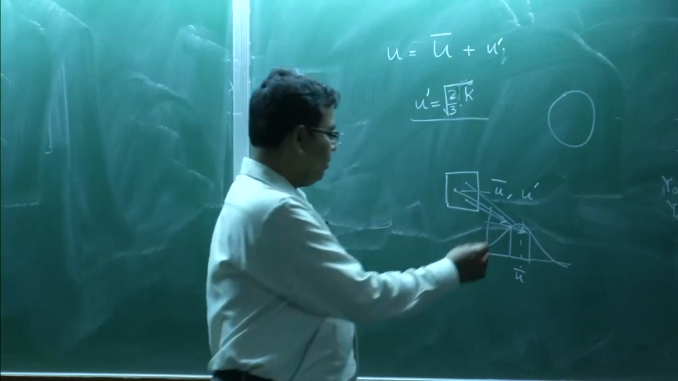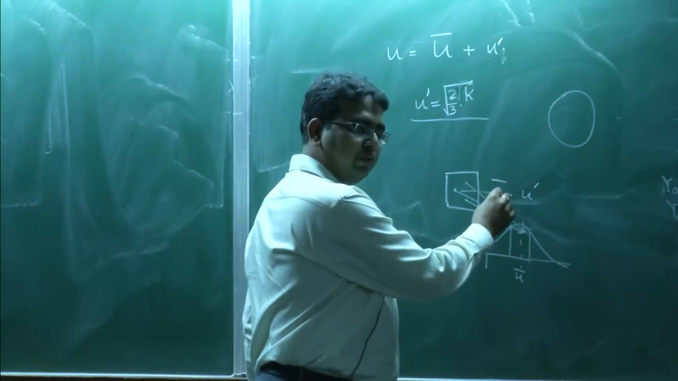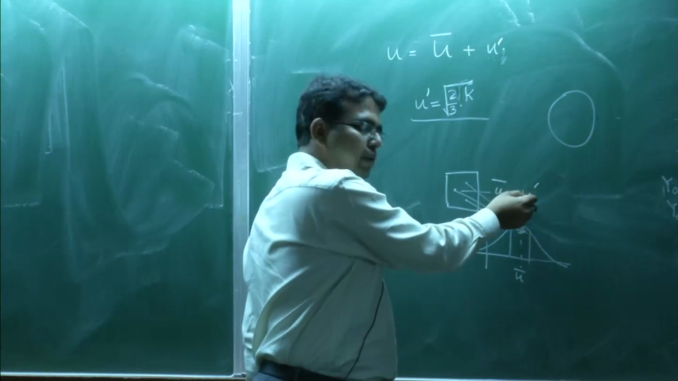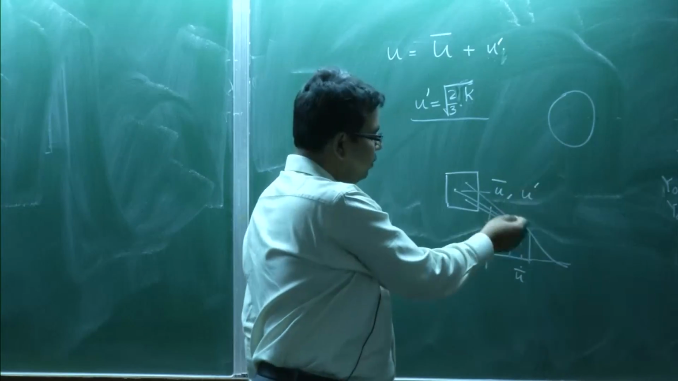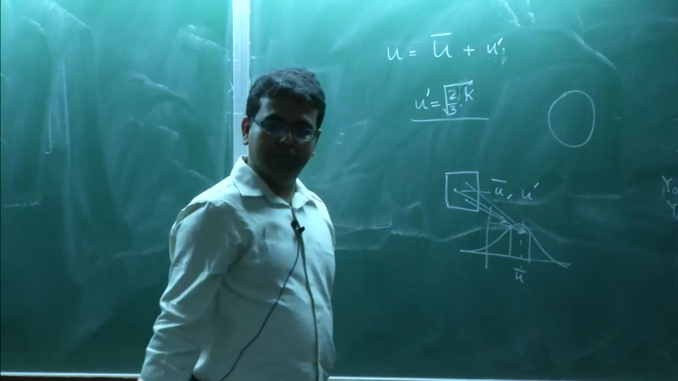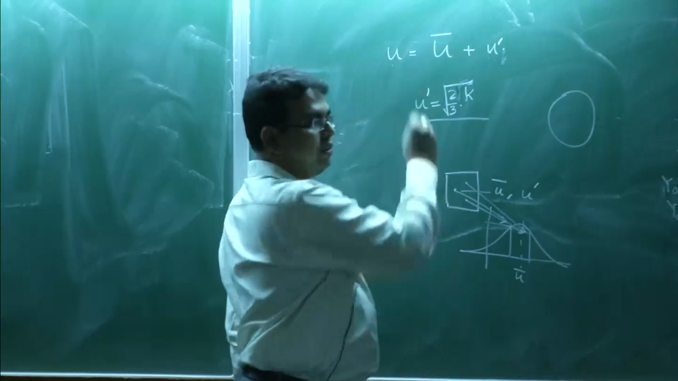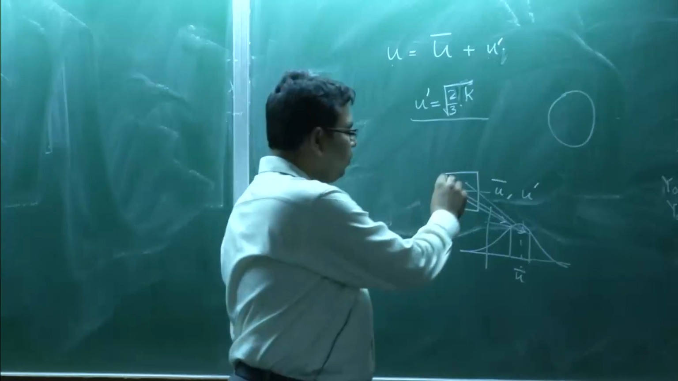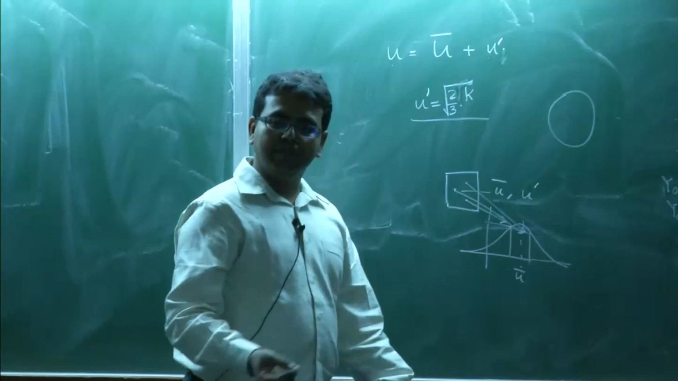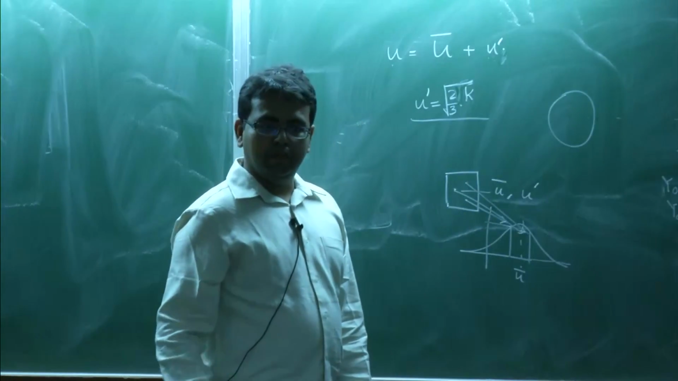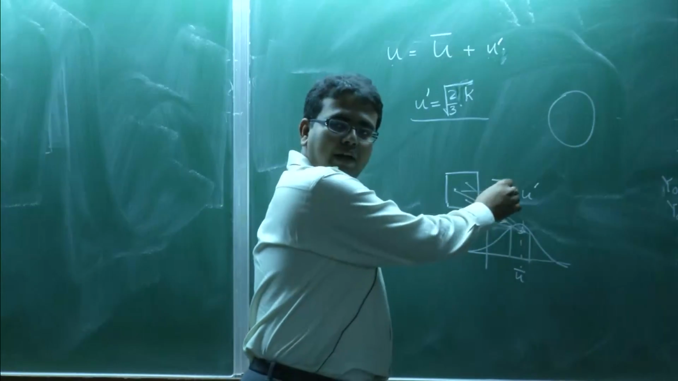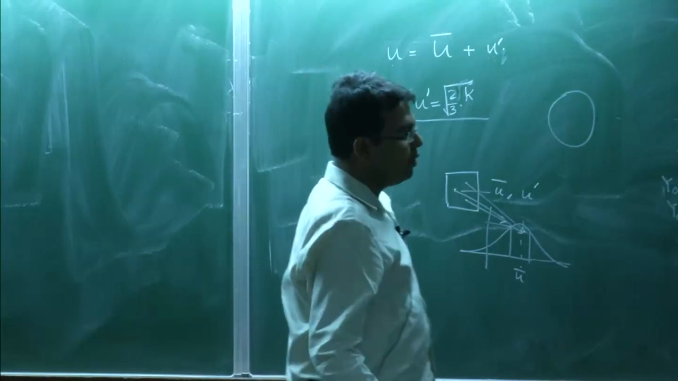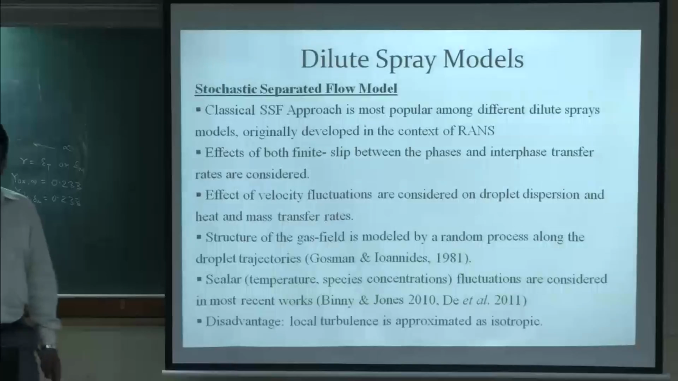Ultimately, we compute the mean velocity field and the mean kinetic energy, from that we calculate the RMS velocity, and we sample it from the normal distribution. So this is the gas phase velocity that this particle sees. Every particle within this CFD cell can see a different instantaneous velocity, which has the same mean and same variance or RMS. So that is the logic of this stochastic separated flow model.